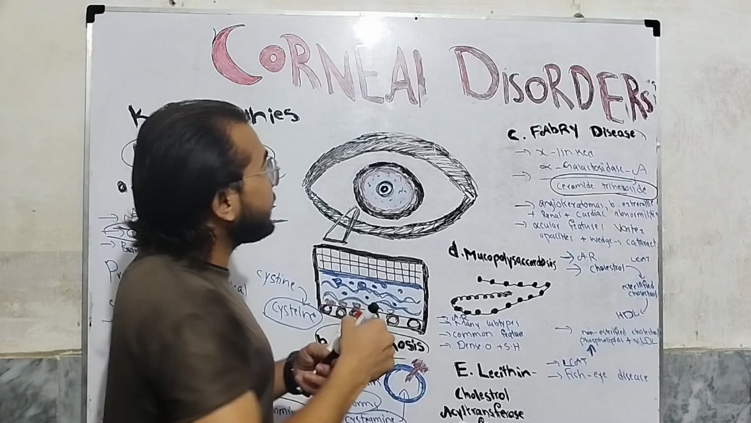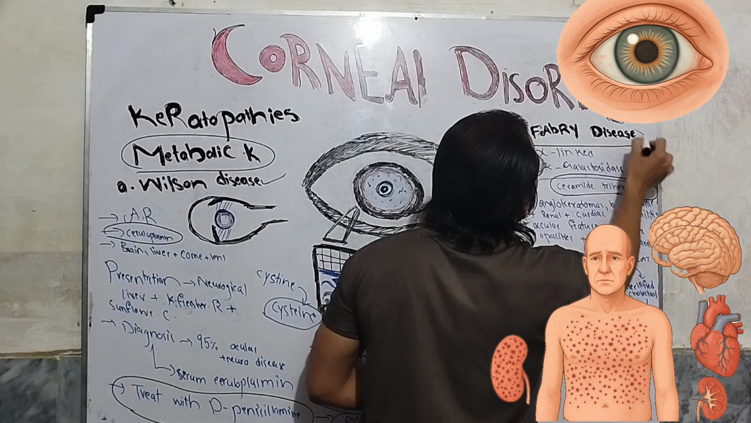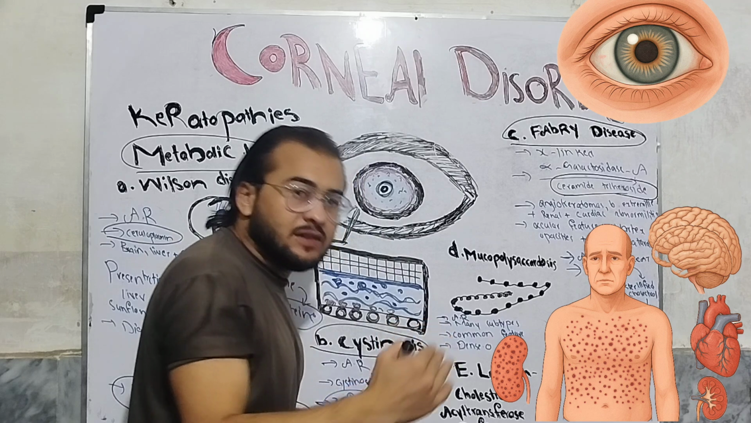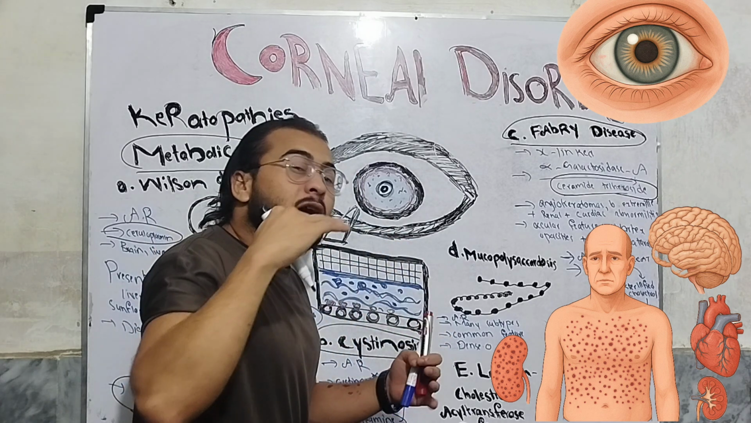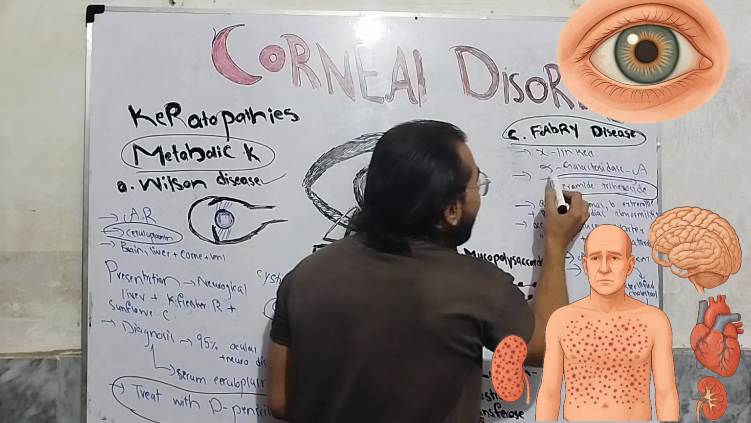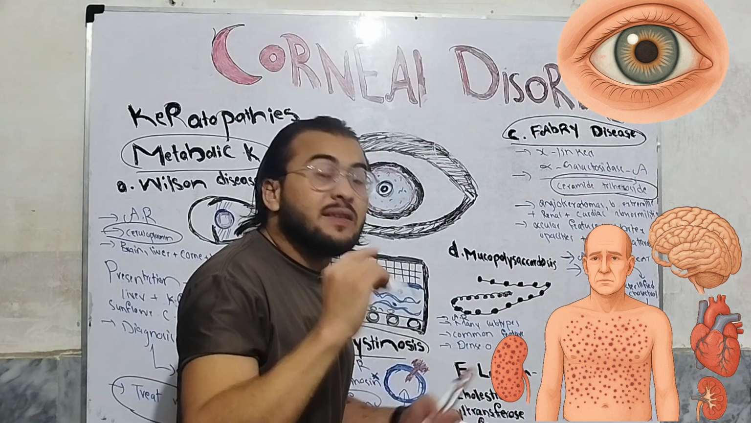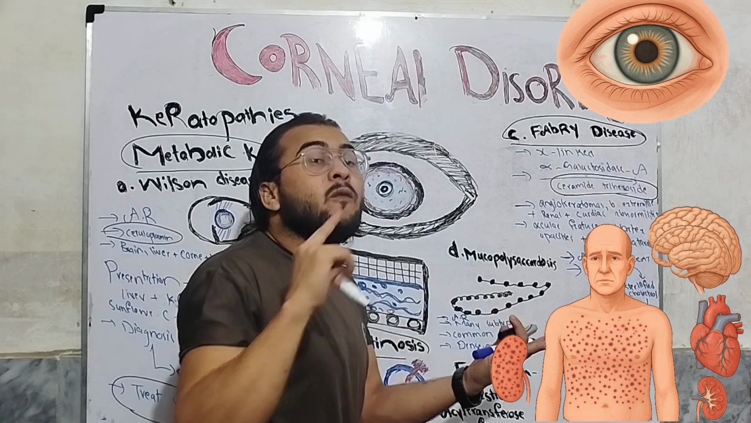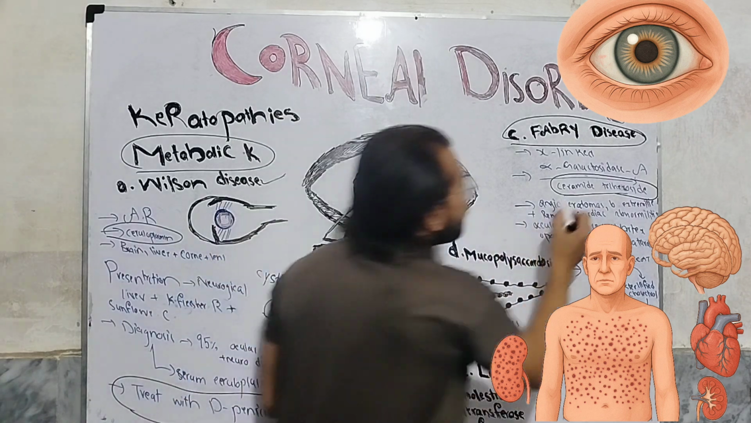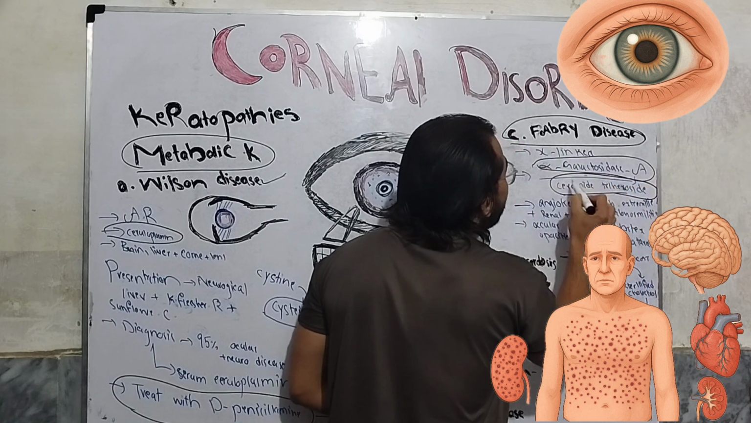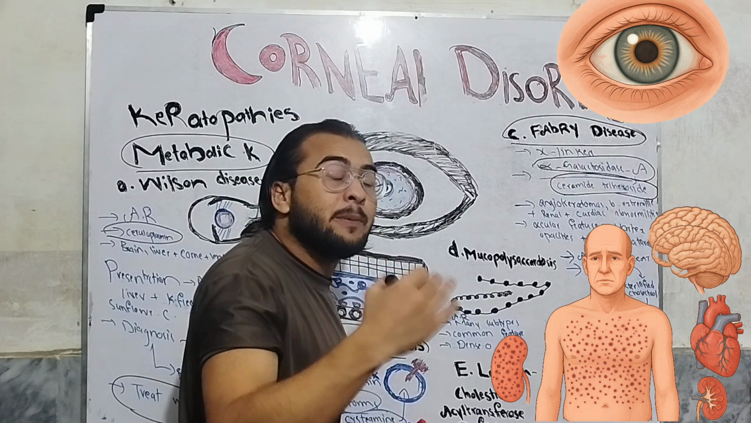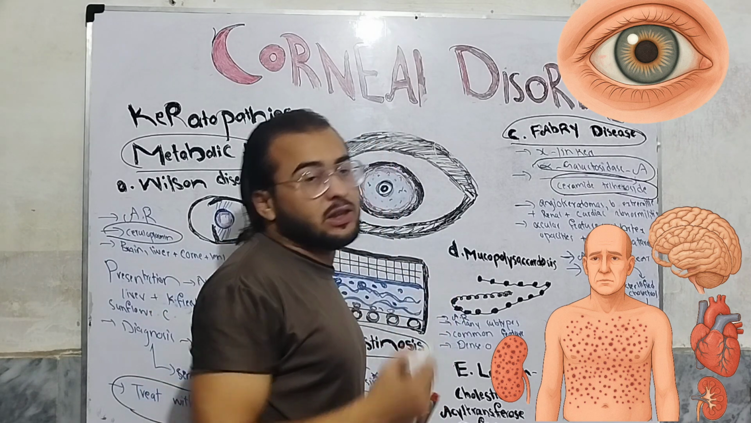Now the third one is Fabry disease. Fabry disease is an X-linked genetic disease in which there is deficiency or absence of an enzyme called alpha galactosidase A. This enzyme is required for the metabolism of a glycolipid called ceramide trihexoside. So this enzyme is metabolizing this glycolipid. When there is deficiency or absence, this glycolipid will accumulate in different types of tissues in the body.